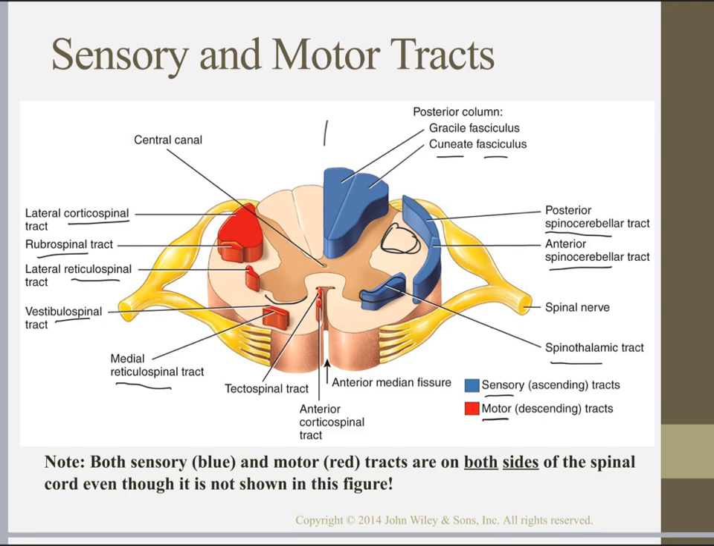Now, what is the cheat? There is a cheat here, and this will help you get through a quick identification, sensory versus motor. Now, here it is. So I'm going to highlight in red for motor.